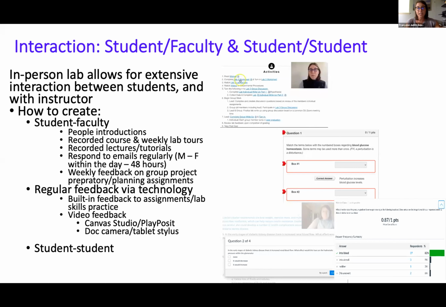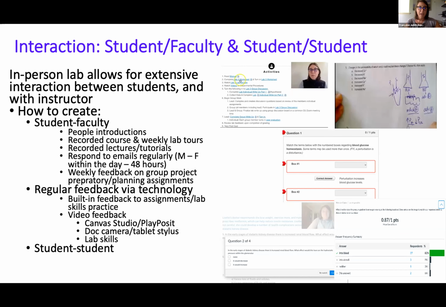Other useful technology for providing feedback are document cameras or tablets and stylus. I often like to draw out equations or physiological mechanisms as I provide feedback. And so these tools can be helpful, especially in a lab class, if you need to show students how to use the piece of technology or equipment, or they need to troubleshoot and send a video back on what they're having a hard time with, and promoting lab skills. So those are the primary ways that we incorporated student-faculty interaction.